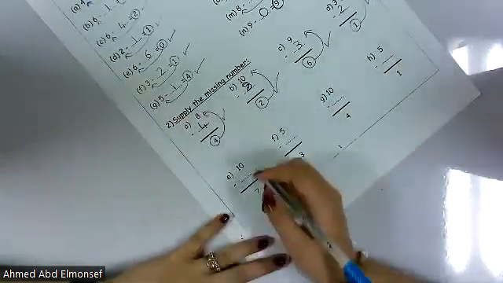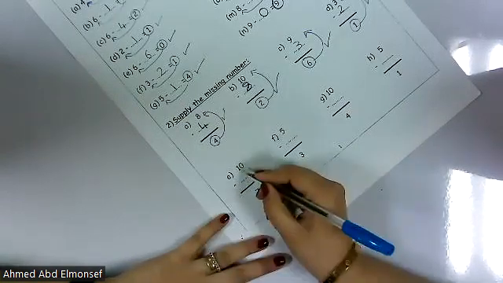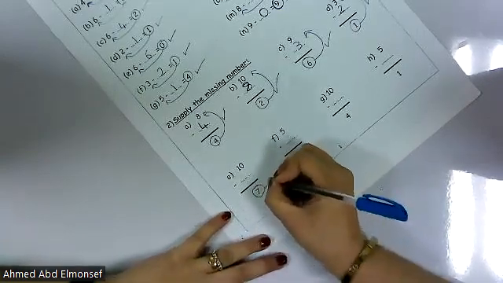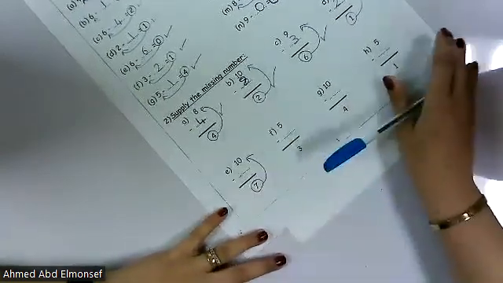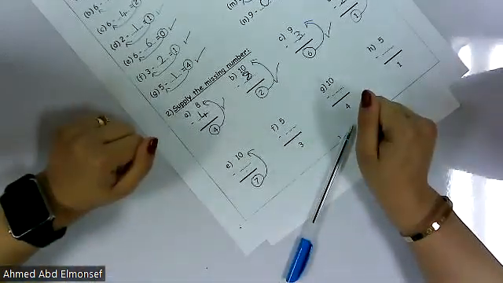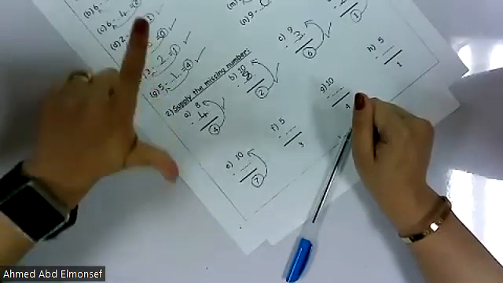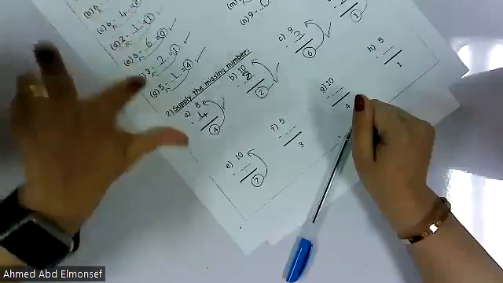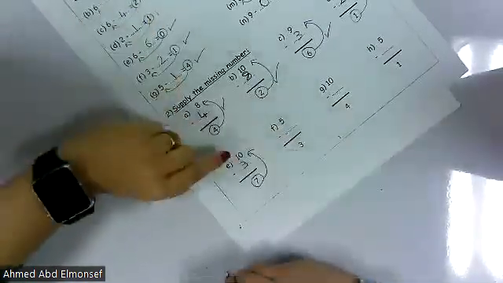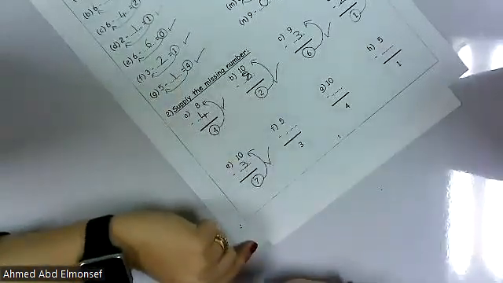Number E. 10 minus how many gives me 7? Circle the small number, make an arrow. Close your hands and count from 7 till you reach number 10. After 7, 8, 9, 10. So how many fingers? Only 3. So write number 3. 10 minus 3 gives me 7. It is right.